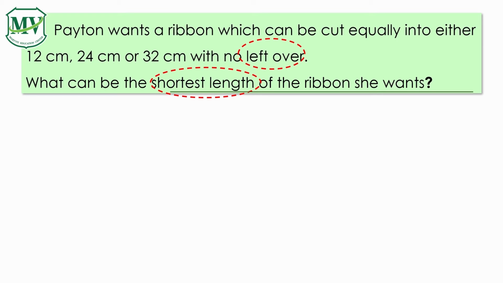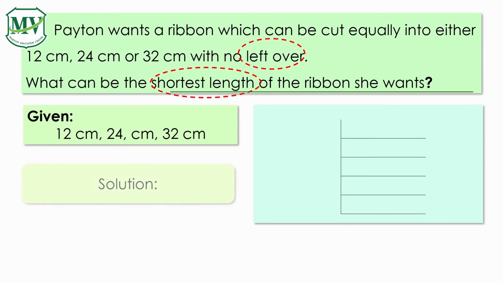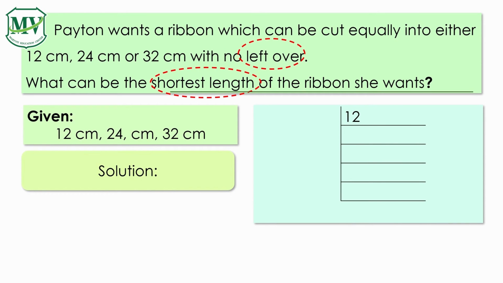Let's start solving. The given numbers in the problem are 12 centimeters, 24 centimeters, and 32 centimeters. Now, think of a smallest prime number that we can divide with these numbers. Let's have 2. 12 divided by 2 is, good job, 6. 24 divided by 2 is, great, 12. 32 divided by 2 is, excellent, 16.